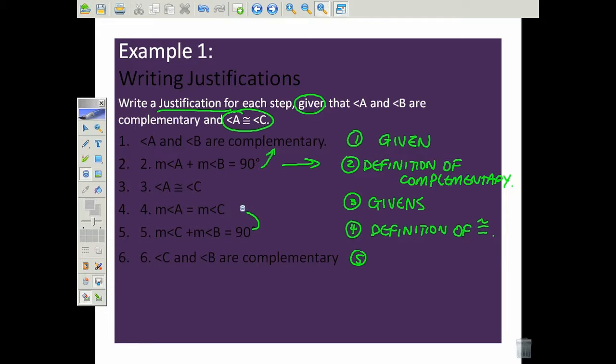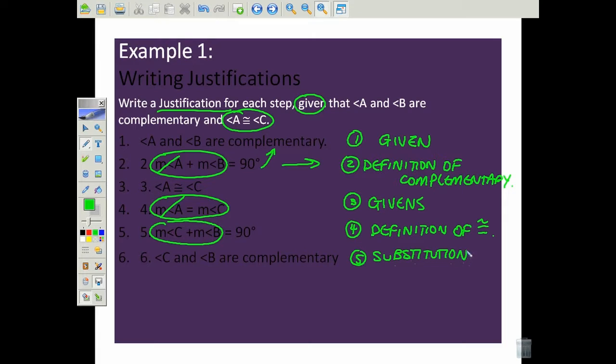Well, look, if I take this line and I use this line and this line, and I say, oh yeah, A is equal to C. So now I can say C plus B is equal to 90. That's substitution. I substituted angle C for angle A.